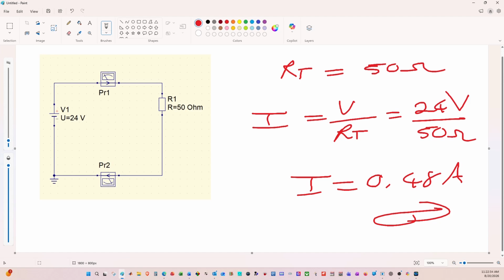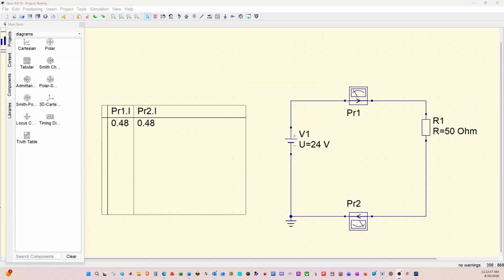And I'm going to quickly call up my simulator and show you that is exactly what it does determine. On the simulator, you can see reference to PR1, the current, which is the current going in, and PR2, which is the current going out. They're identical to each other, and it's going to determine a value of 0.48 of an amp.